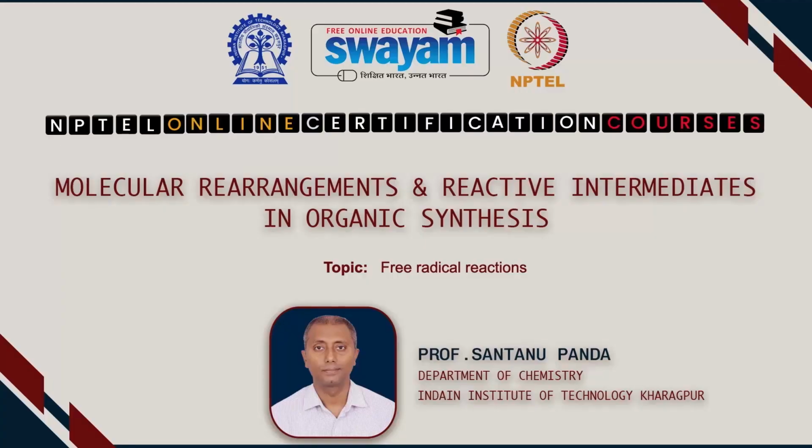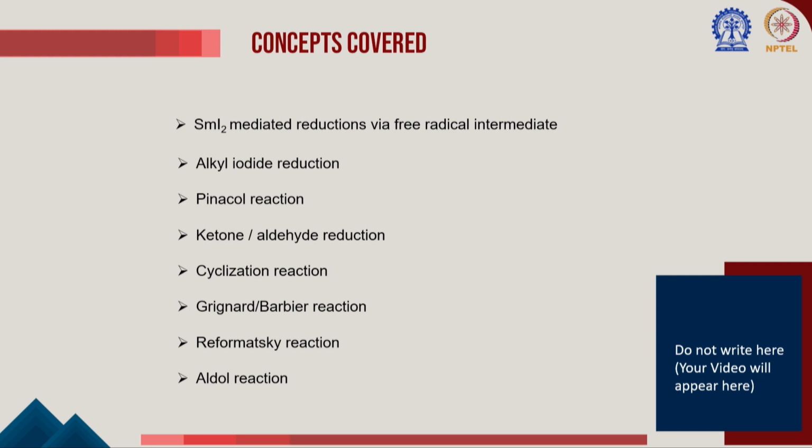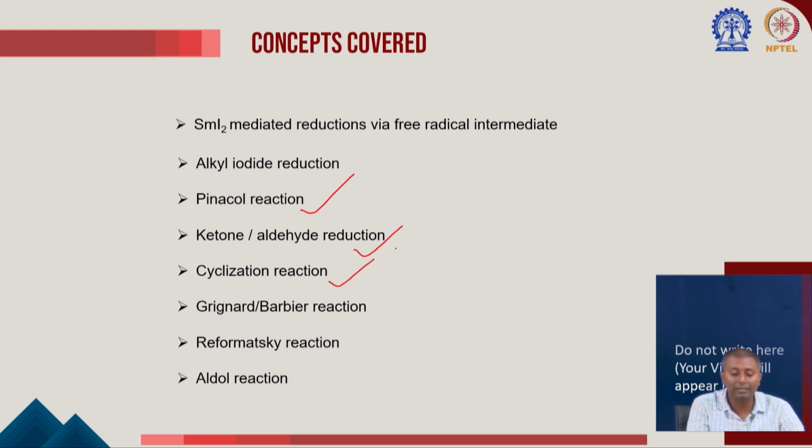In today's class, I am going to focus on samarium, because there are several important reactions involving samarium. I am going to talk about how samarium iodide is synthesized, and what the different reactions using samarium iodide are. First, the alkyl halide reduction reaction, then the pinacol reaction, of course the ketone and aldehyde reduction reaction, and cyclization. Then there will be the Grignard or Barbier reaction, the Reformatsky reaction, and I am going to talk about the aldol reaction at the end.